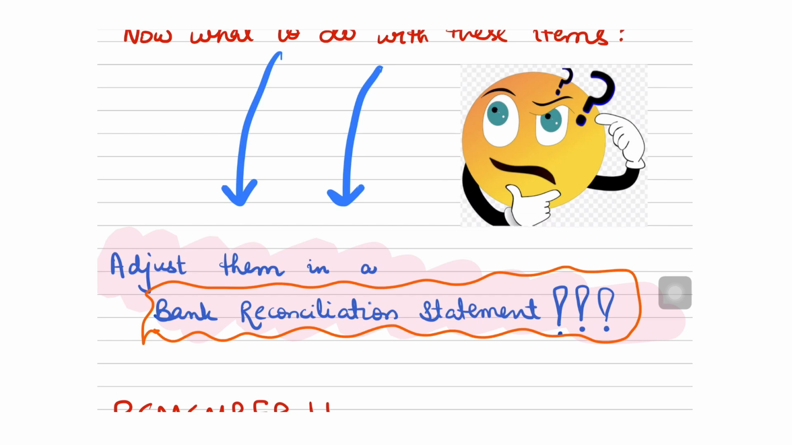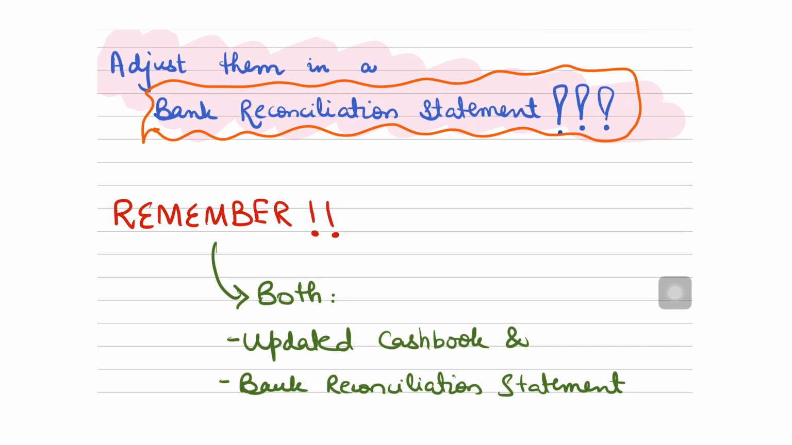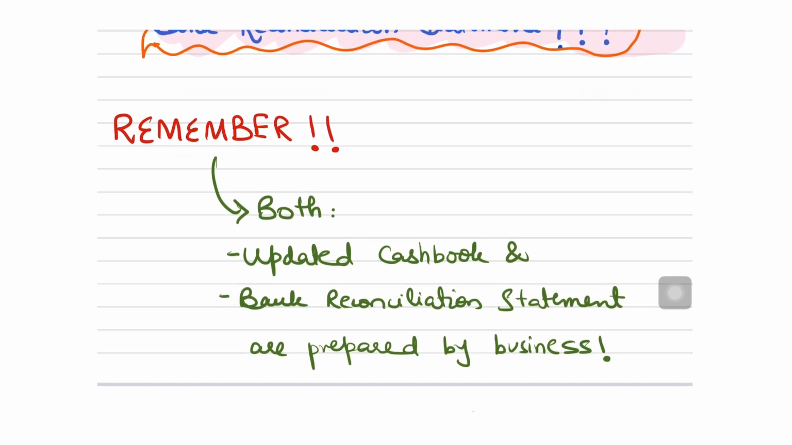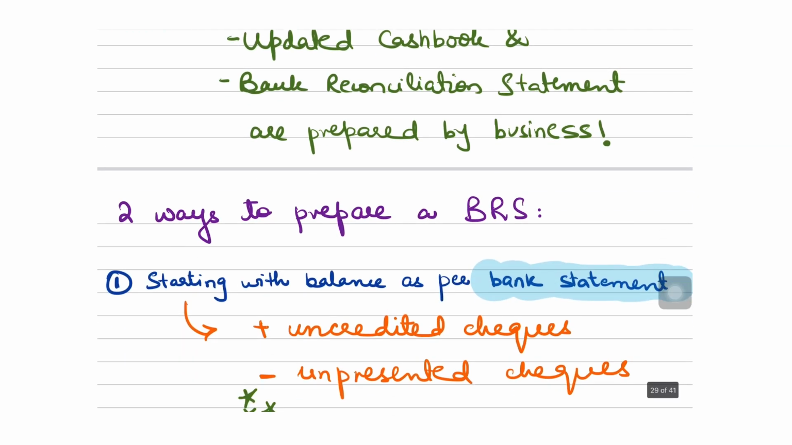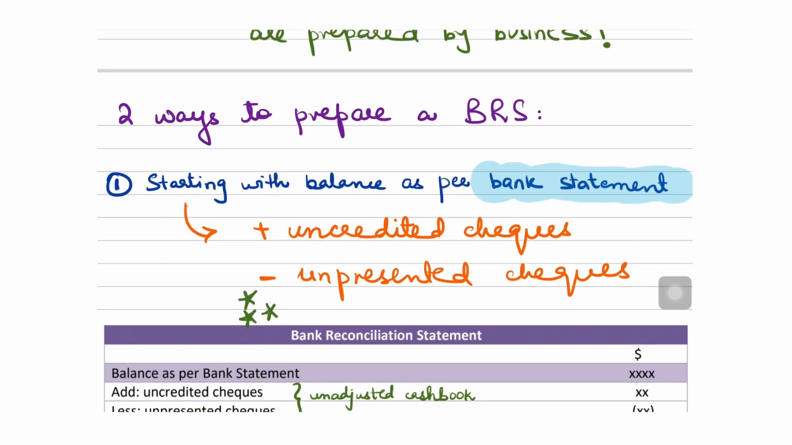So the bank reconciliation statement we prepare to adjust those items that are there in the cash book but not in the bank statement, right? And I will now show you its format. So what have we learned so far? That the business prepares the updated cash book as well as the bank reconciliation statement, and the updated cash book's format we have already seen in the last video.